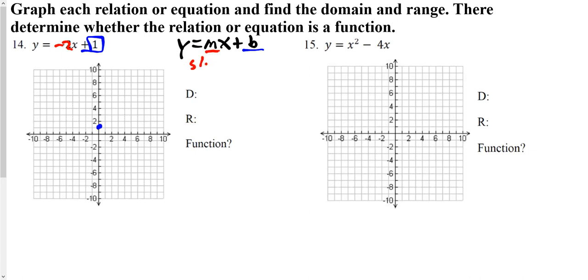Remember, our slope is rise over run, so I can go down 2, right 1, down 2, right 1, down 2, right 1, down 2, right 1, or I could have had a positive 2 over a negative 1, so that means I would go up 2, left 1, up 2, left 1. And then you just draw in a line going through all these points.